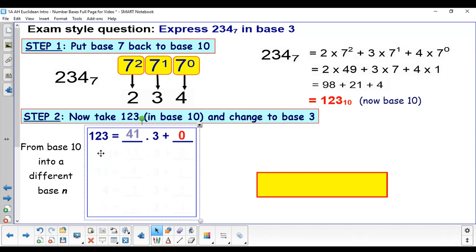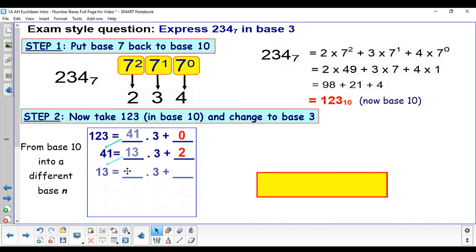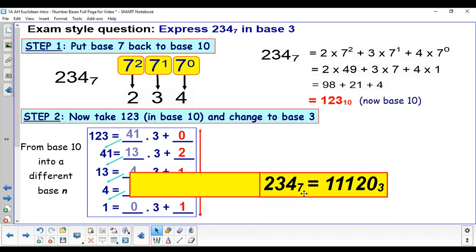Bring down the 41. 3 13s are 39. Bring down the 13. Oh, sorry there. I'm not going backwards, so I'm just doing this 4 times. And then 4 times 1. And then bring down the 1. What would that mean? It means 11120.